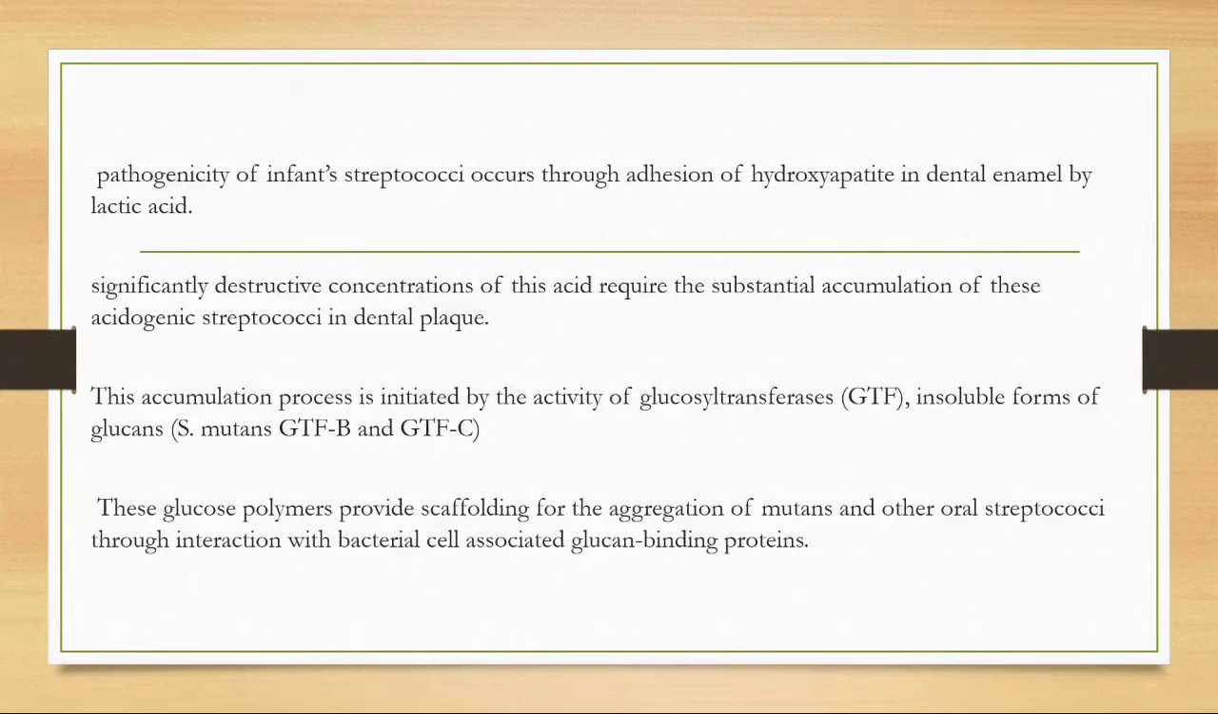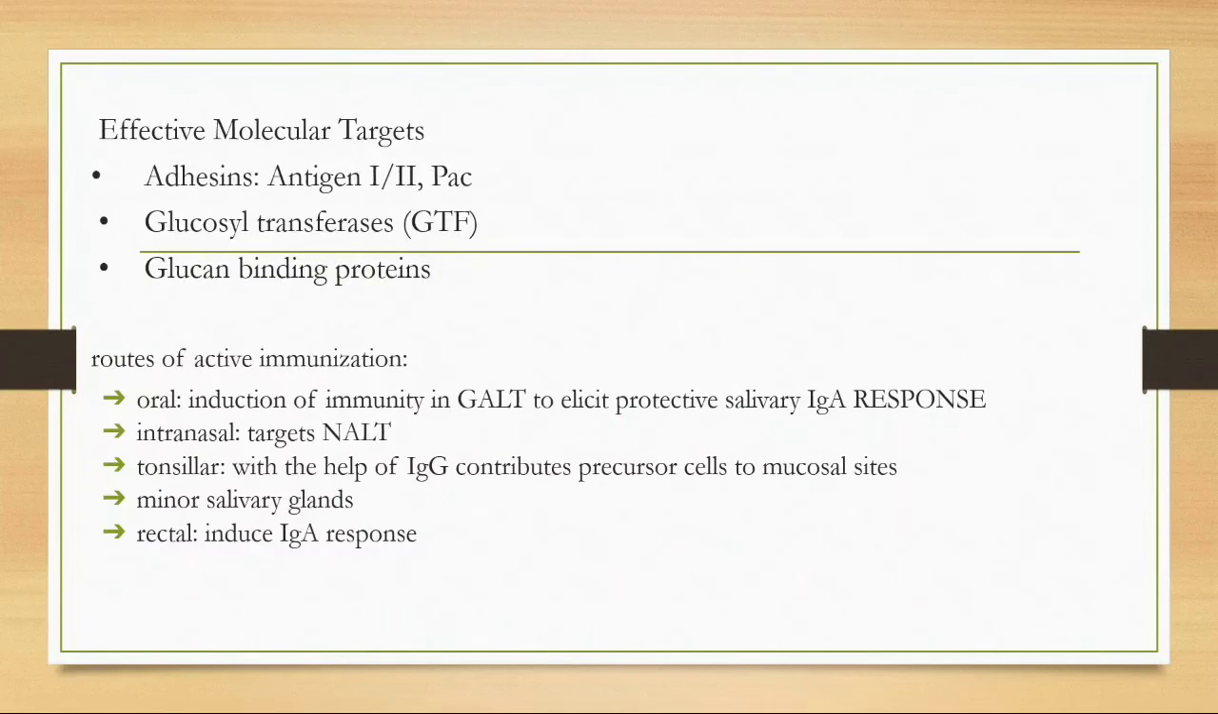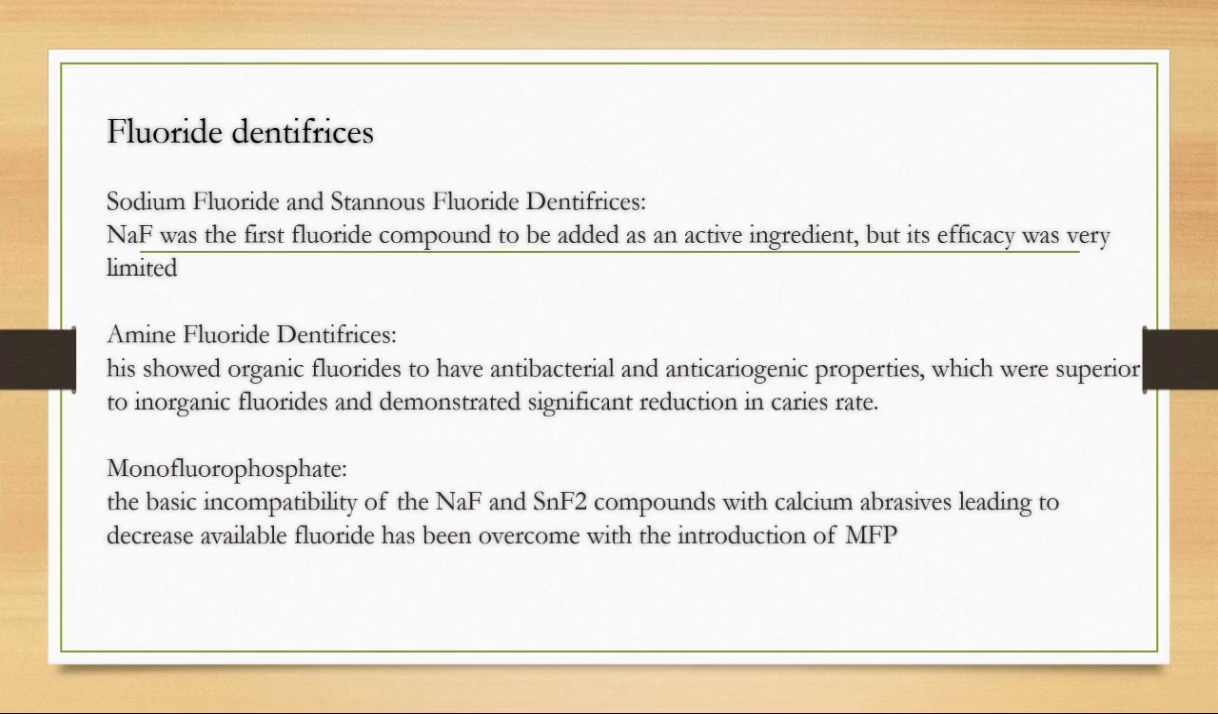These glucose polymers provide scaffolding for the aggregation of mutans and other oral streptococci through interaction with bacterial cell-associated glucan binding proteins. So these are the vaccine targets, such as adhesin antigen 1 and 2, glucosyltransferase, and glucan binding proteins. All these can be kept as targets. Active immunization can be done through oral, intranasal, tonsillar, rectal, and minor salivary gland routes. All these routes can be used.